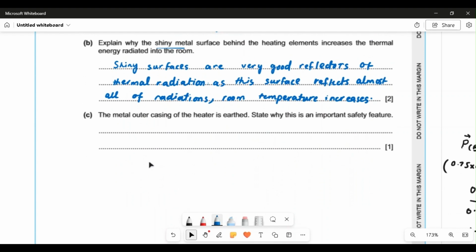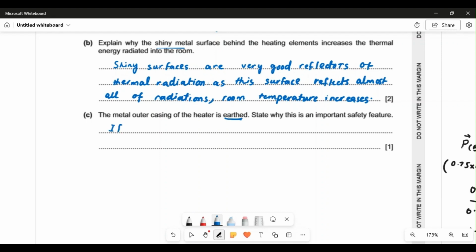The metal outer casing of the heater is earthed. When we use the word earth, it means it's a wire that bypasses the current from the surface to the earth. Why is it important for the safety feature?